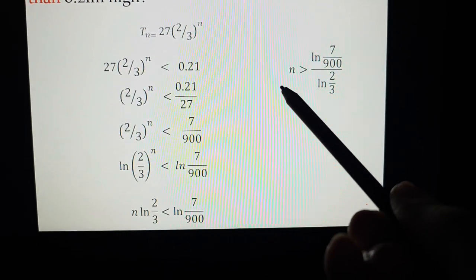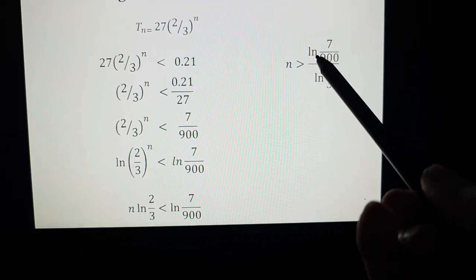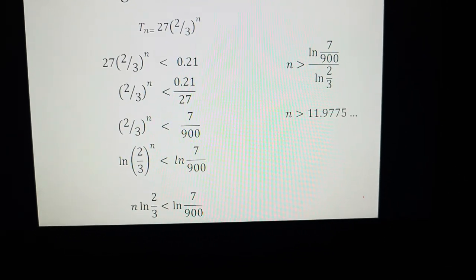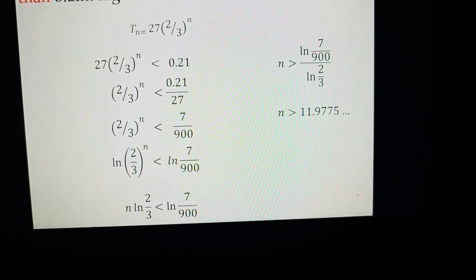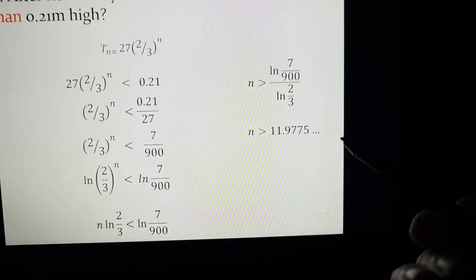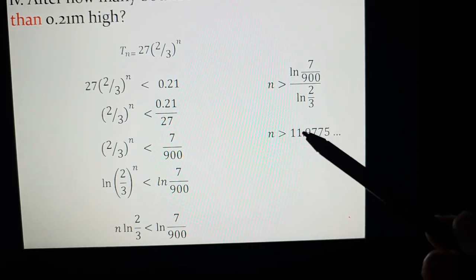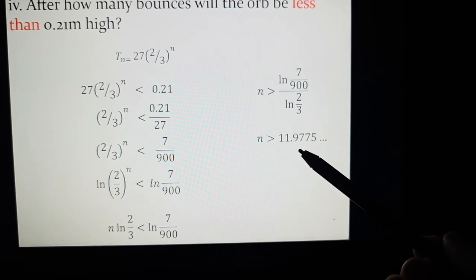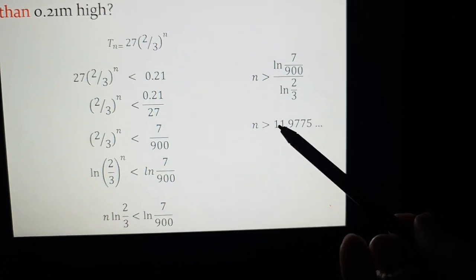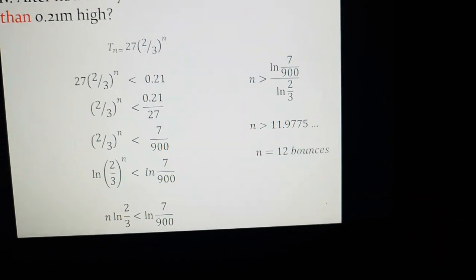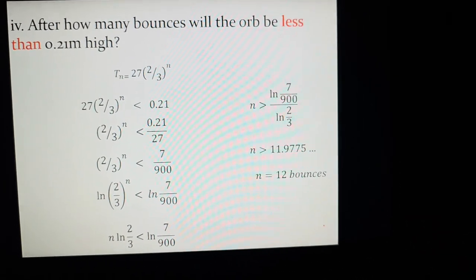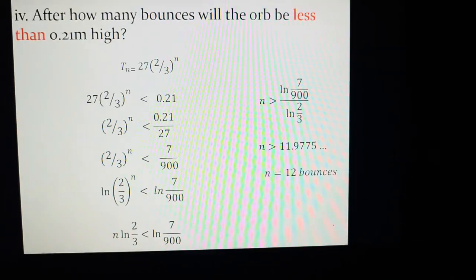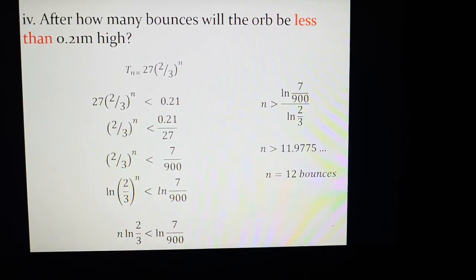Okay, so n is now going to be greater than the log of 7 over 900 divided by the log of 2/3. Into the calculator, and I'll get 11.977. So n has to be greater than that, and n would also have to be a whole number because n represented the number of bounces. I can't have 11.97 bounces. So if n has to be greater than 11.9, n must be 12, and it's bounces. So it took 12 bounces for the height of the rubber orb to be less than 0.21 metres in height.